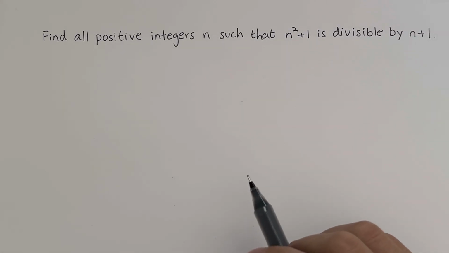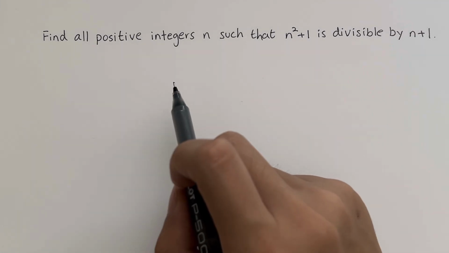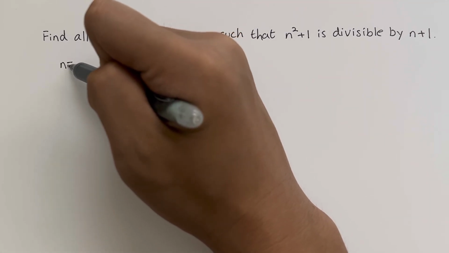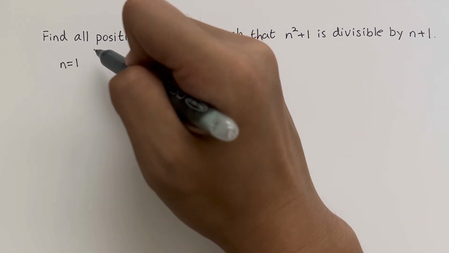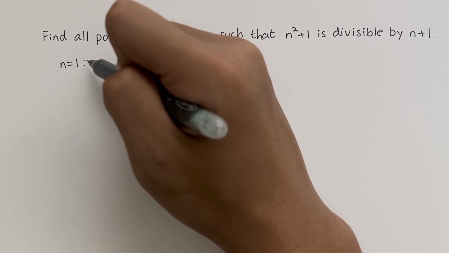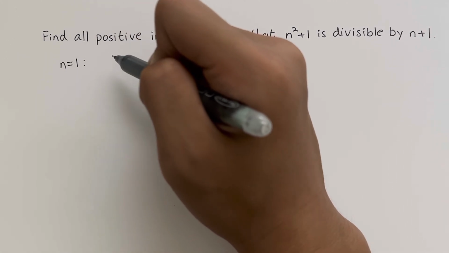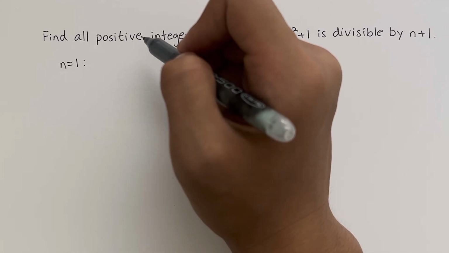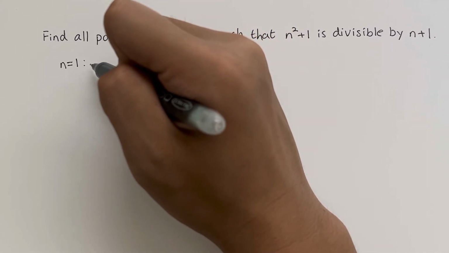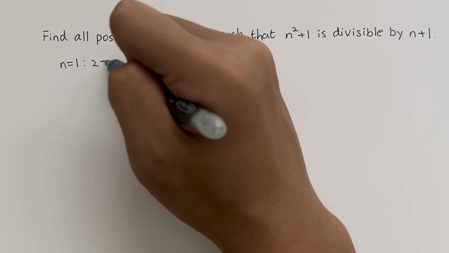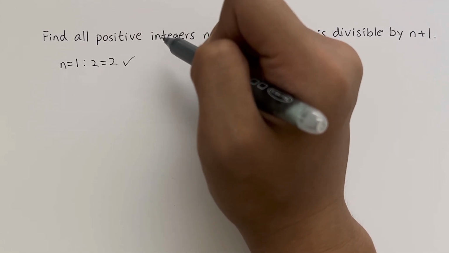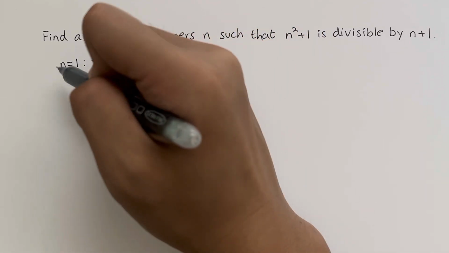Well, if we have n equals 1, then n plus 1 equals 2. N squared plus 1 equals 1 squared plus 1 equals 2. So we have 2 equals 2. So n equals 1 is a solution.